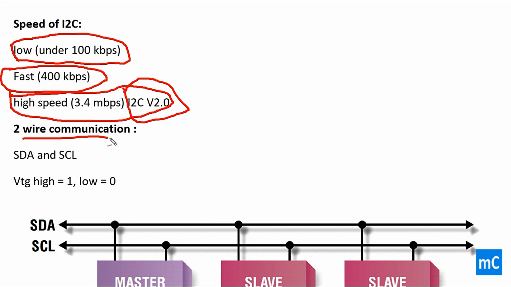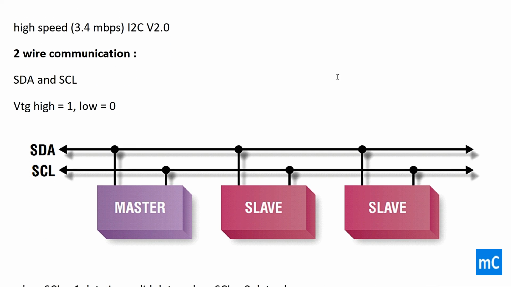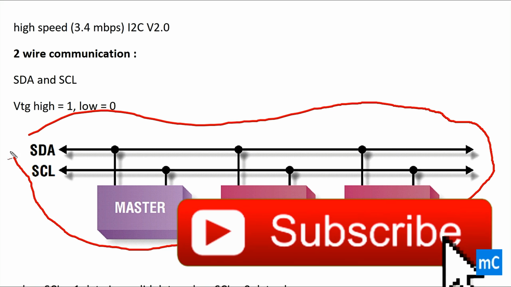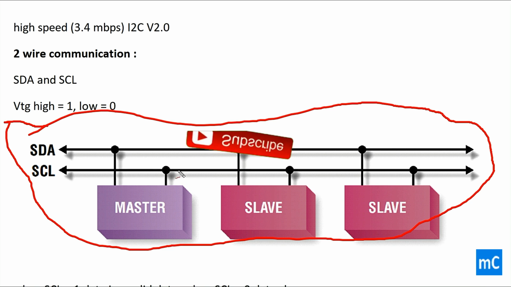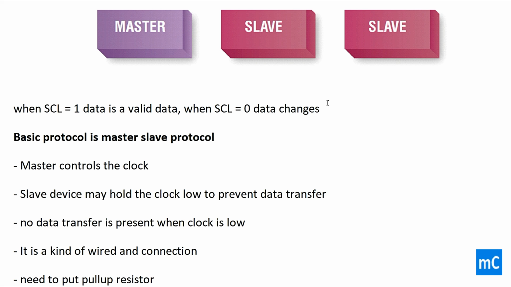I2C is a two-wire communication. It has SDA and SCL. When voltage is high, it is considered as 1. When voltage is low, it is considered as 0. Here we can see how the SDA and SCL lines are connected with a master and two slaves. When SCL is 1, data is valid. When SCL is 0, it means data changes.